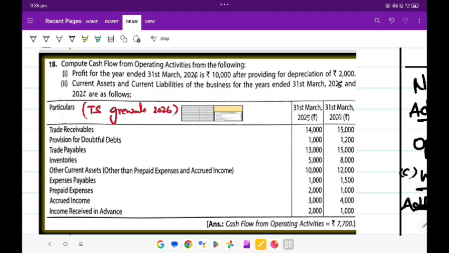And the second point, they have given current assets and current liabilities of the business for the year ended 31st March 2025 and 2026 as follows. So they have given a few current assets and current liabilities. We need to identify which is supposed to be added, which is supposed to be minus.